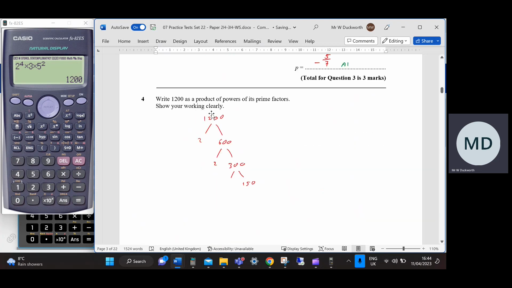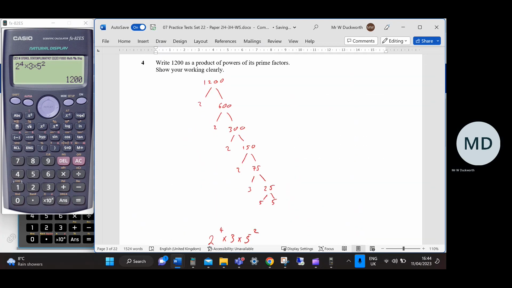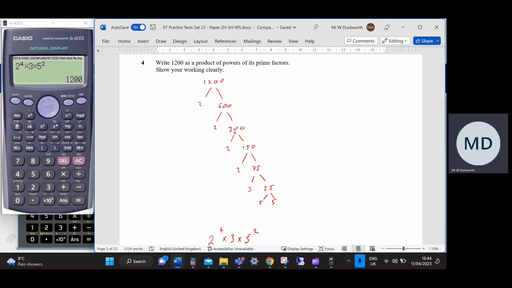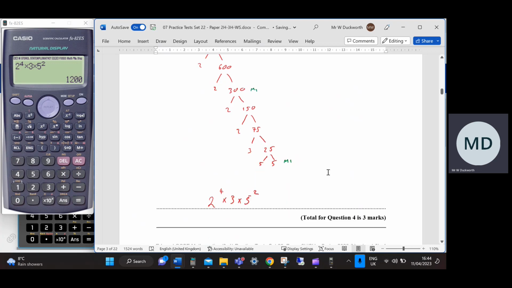Okay, and question 4 then. Right, M1 for at least 2 correct stages in the prime factorization. So I've got 1 stage there, 2 stage there, so I'm going to award the first M mark there. M1 for finding the correct prime factorization, condone inclusions of 1, so I'll get my second M1 there, and then A1 for my final answer.